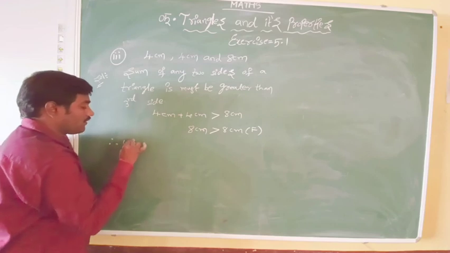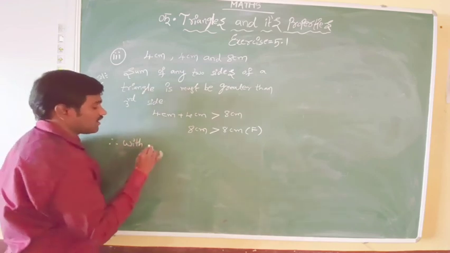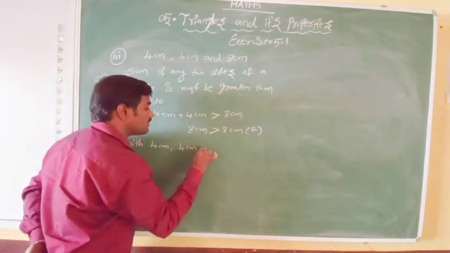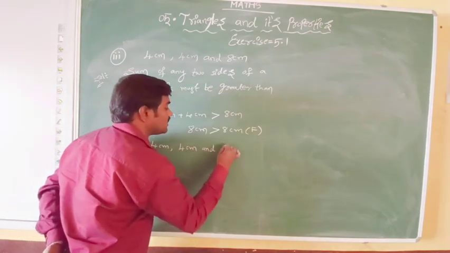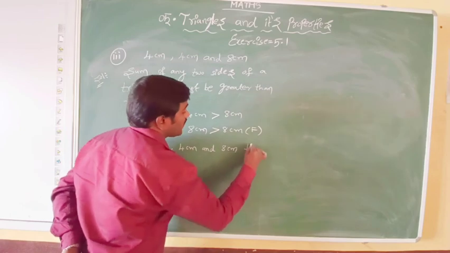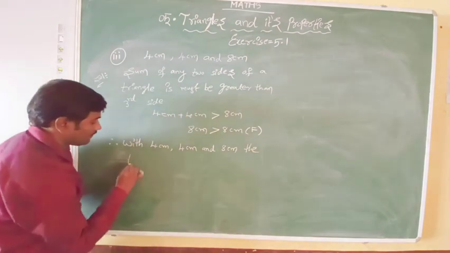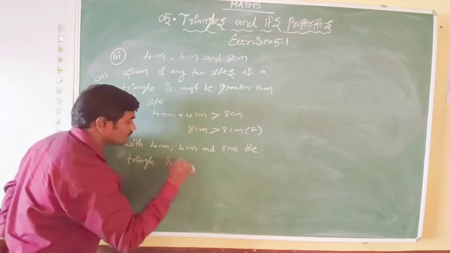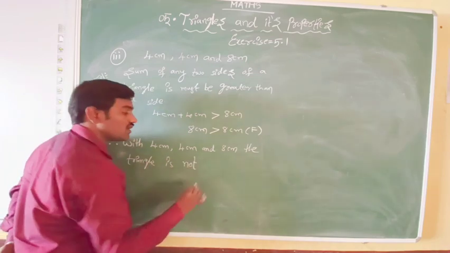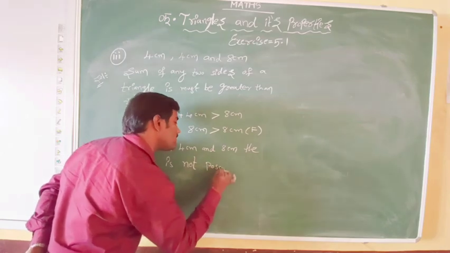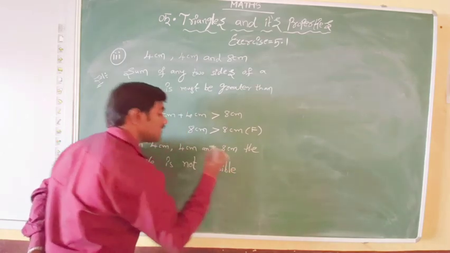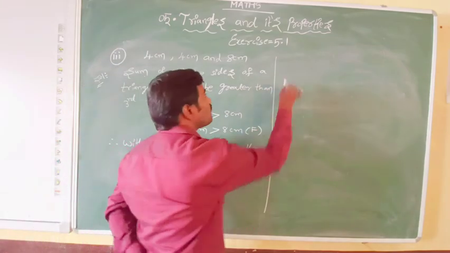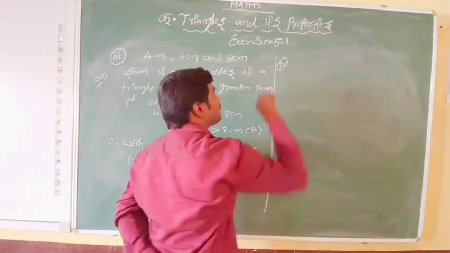Therefore, with the measurements of 4 centimeter, 4 centimeter and 8 centimeter, the triangle is not possible. Not possible. I hope you understood. We go for the fourth one.